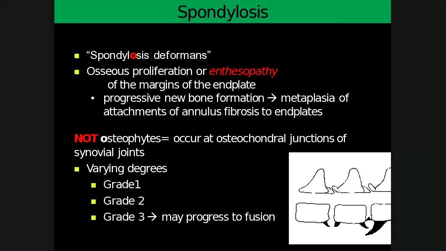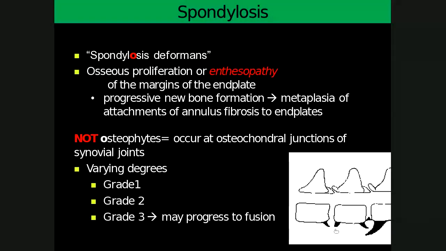Spondylosis is also known as spondylosis deformans, and it consists of osseous proliferation or enthesopathy at the margins of the end plate. So this new bone forms due to metaplasia of the attachments of the annulus fibrosus to the end plates. So it's not the same as osteophytes. Osteophytes occur at osteochondral junctions of synovial joints, and the intervertebral disc attachment is not a joint. So spondylosis is seen as bony spurs ventrally on the adjacent vertebra, for example in the schematic diagram here.